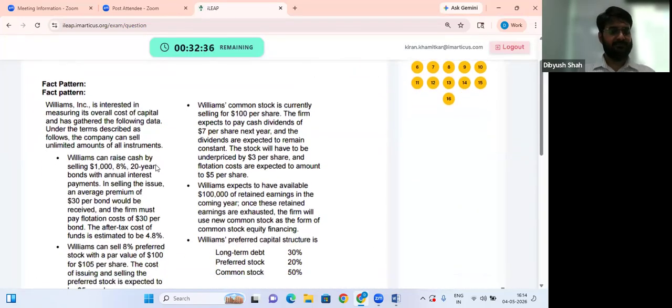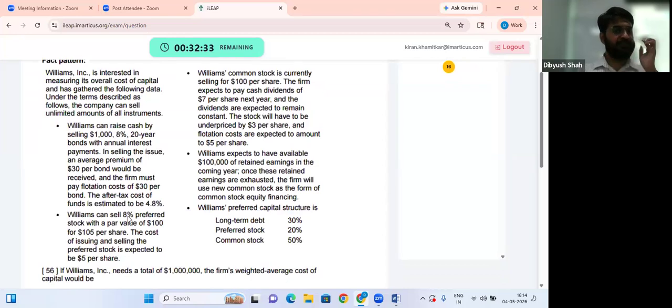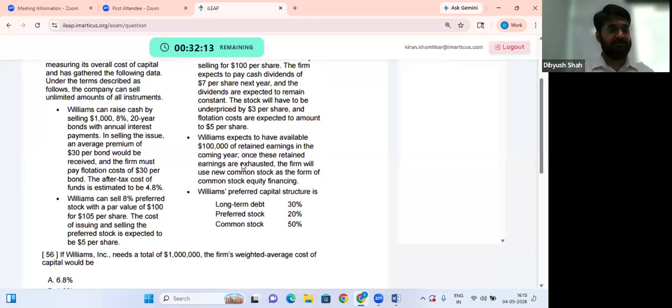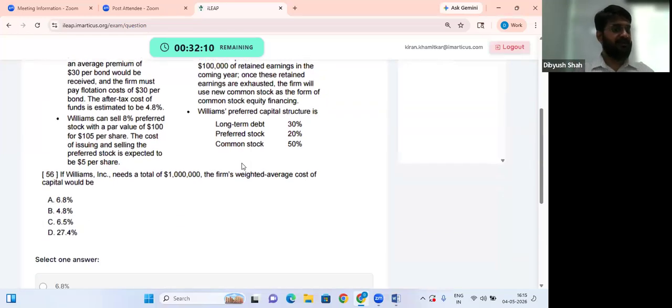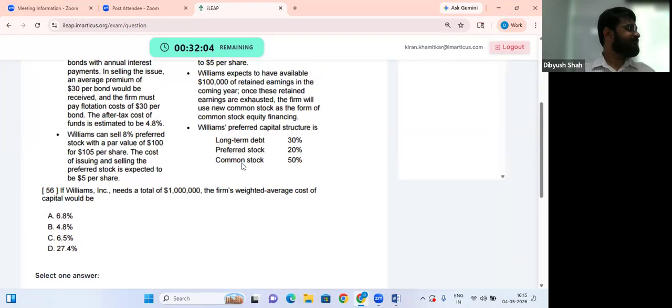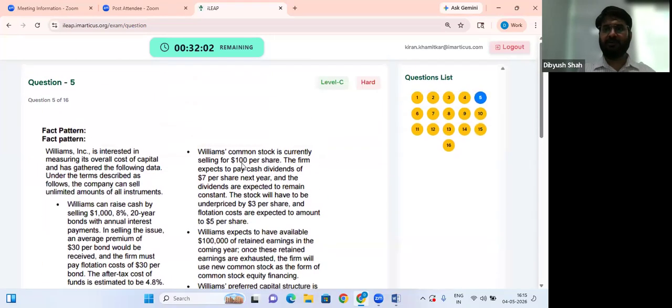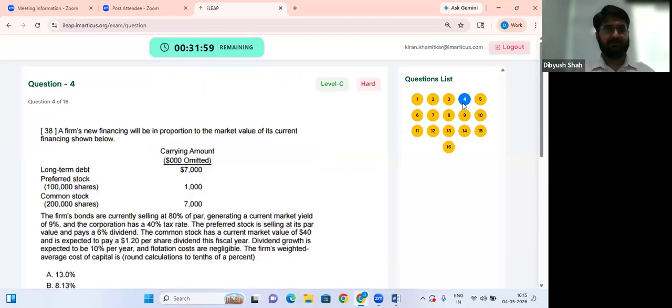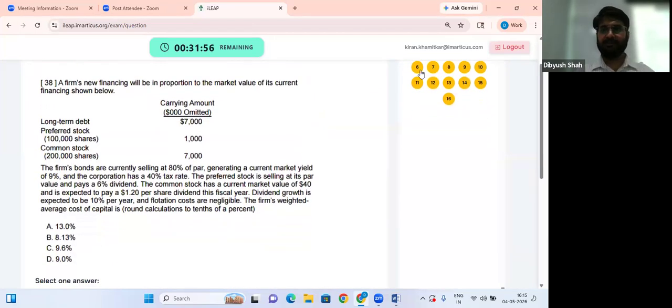Same William Singh, see? Now what are they asking? Same question, William Singh. This will be your homework. They are asking now a total of $10 lakh. So remember, in 10 lakh, 30% fine, 20% fine. But if 50%, 5 lakh, 1 lakh is retained earnings, cost is different. And 4 lakh will be cost of equity, cost will be different. Homework. These are your options. 6.8, 4.8, 6.5 and 27.4. Previous question also options were already there, na? It was there, right?